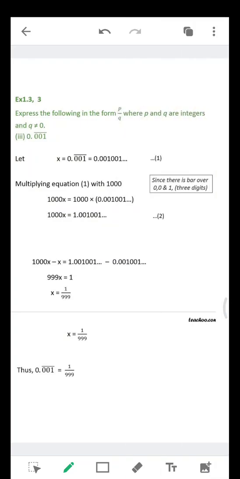You can see here the bar is on 3 digits, 0.001 bar. So what will you multiply on both sides here? Because the bar is on 3 digits, we'll multiply by 1000 on both sides, following the same procedure. Following the same procedure you have to solve all the questions. Here when you solve it, you'll get 1 by 999. 1 by 999 is the answer.